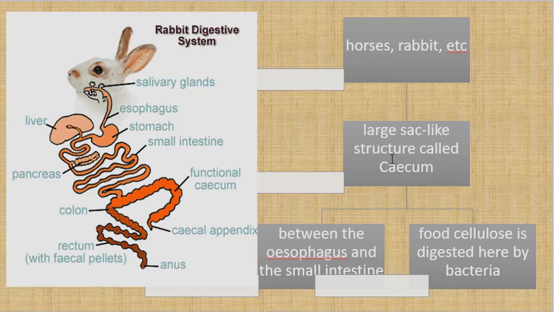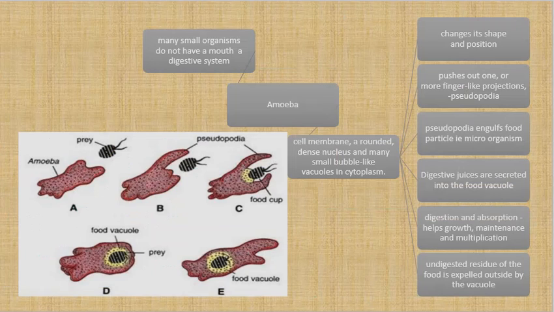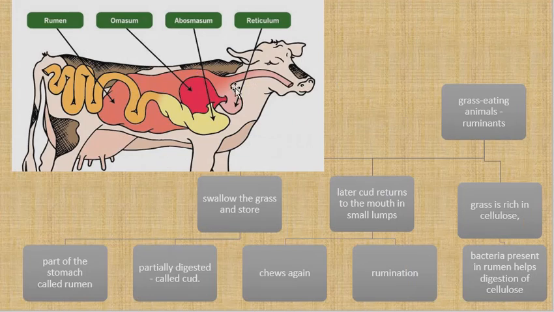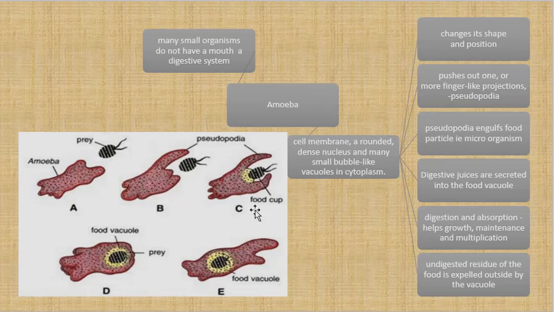So in horses and rabbits, a large sac-like structure called the cecum exists between the esophagus and small intestine. This is the small intestine. The cellulose of food here is digested by the bacteria, or digestion is helped by the bacteria in the cecum. Likewise, the bacteria in the rumen help to break down the cellulose in the grass. Now let us look at amoeba.